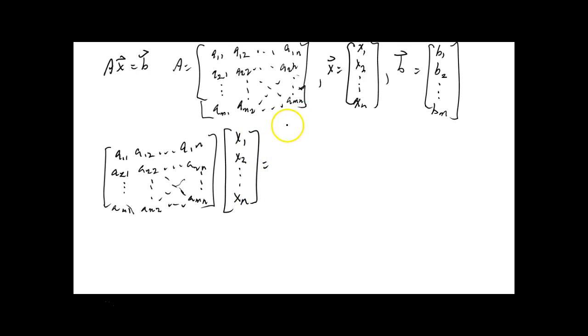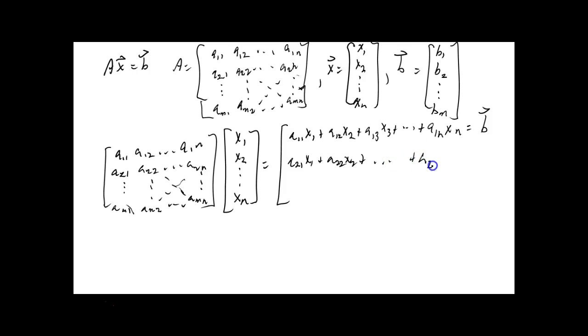When you multiply those together, here's what you get. A11 X sub 1 plus A12 X sub 2 plus A13 X sub 3 plus dot, dot, dot, plus A1n X sub n. And that's equal to B1. Well, they just put the vector B over here, so we're not going to do this. I don't know why, but they do. The next row, of course, is going to be A21 X sub 1 plus A22 X sub 2 plus dot, dot, dot, plus A2n X sub n. And this is all equal to the matrix B.